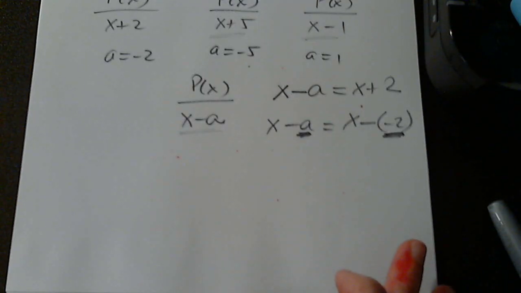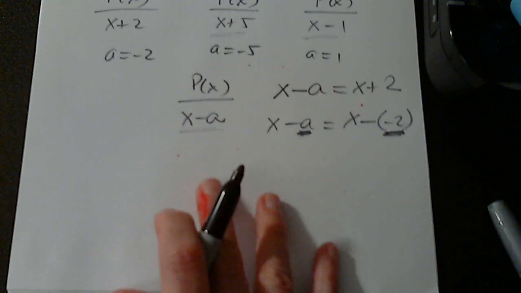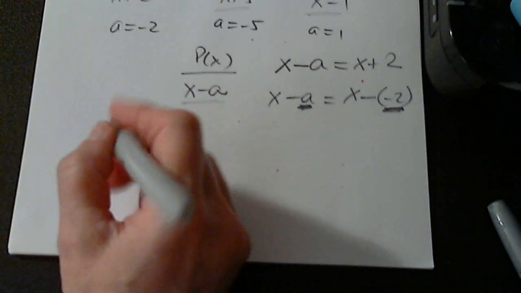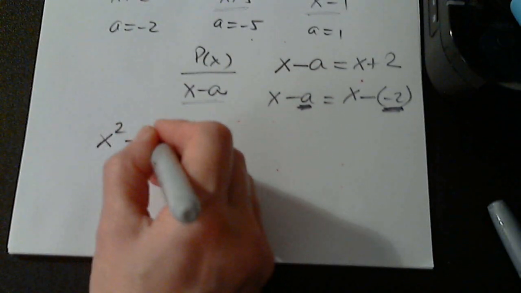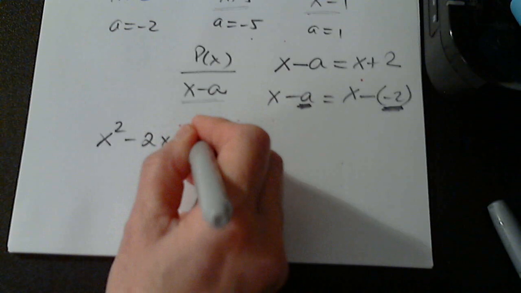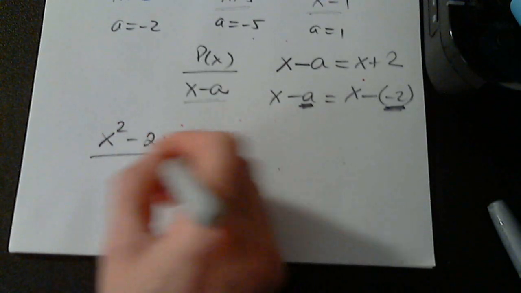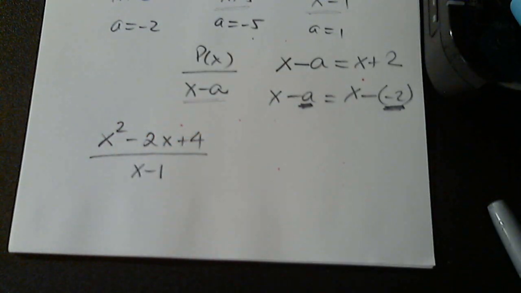Okay, so I know we have only 4 minutes left. So let's make up a very simple example, like let's say x squared minus 2x plus 4 divided by x minus 1. So please use the synthetic division on this.